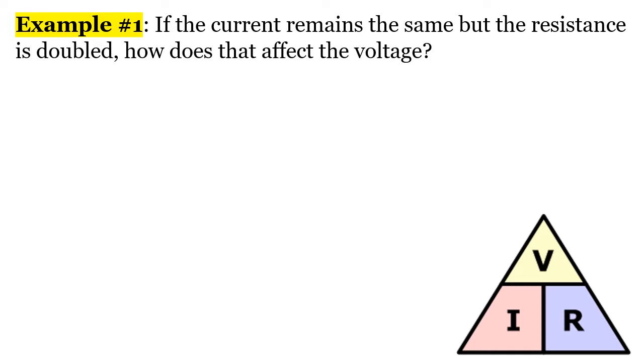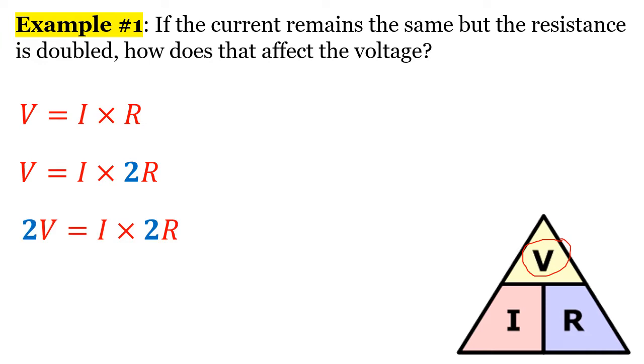All right, so we're going to run through a couple of examples today using Ohm's Law. The first says if the current remains the same, but the resistance is doubled, how does that affect the voltage? So what we're going to do is we're going to set this up with the voltage. So V equals I times R. And then it's telling us that we are doubling the resistance. So if we were to represent doubling the resistance, mathematically that would be 2 times R. So we just put a 2 in front of the R. Now, I've said this before, whatever we do to one side of the equation, we have to do to the other. So if we're doubling the resistance, we will end up doubling the voltage.